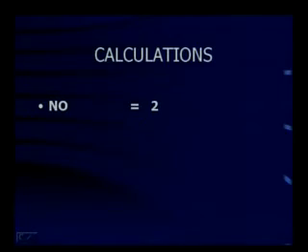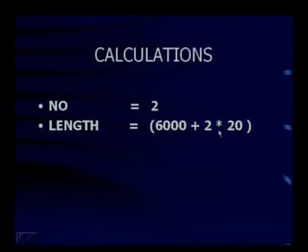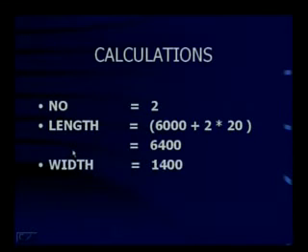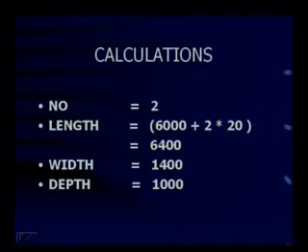Now, as we have seen in the previous slide, the length is 6 meters, and we have added a tolerance on either side. Now, this comes to 6.4 meters or 6400 millimeters. The width, as you have seen in the slide earlier, is 1400 mm. The depth is 1000 mm. So, this is how we make calculations. As soon as we calculate from the plan and elevation, we need to tabulate them. Tabulate means you have to make these postings in a tabular form, so that it would be convenient for us to make calculations of the quantities.